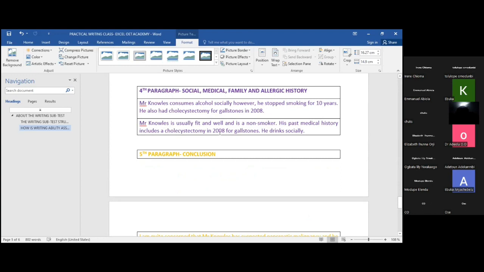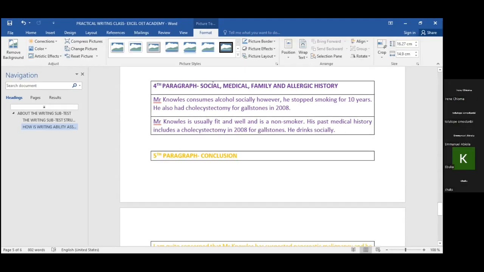Can you see my screen now? No, it's still moving. Yeah, I can see it, sir. All right.